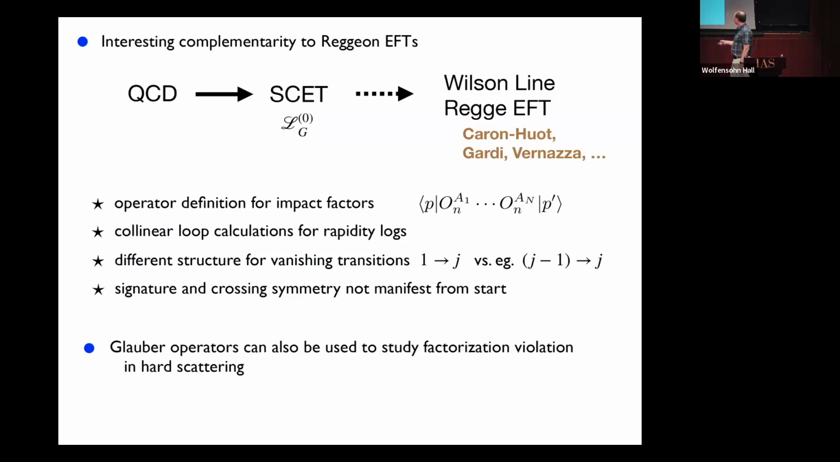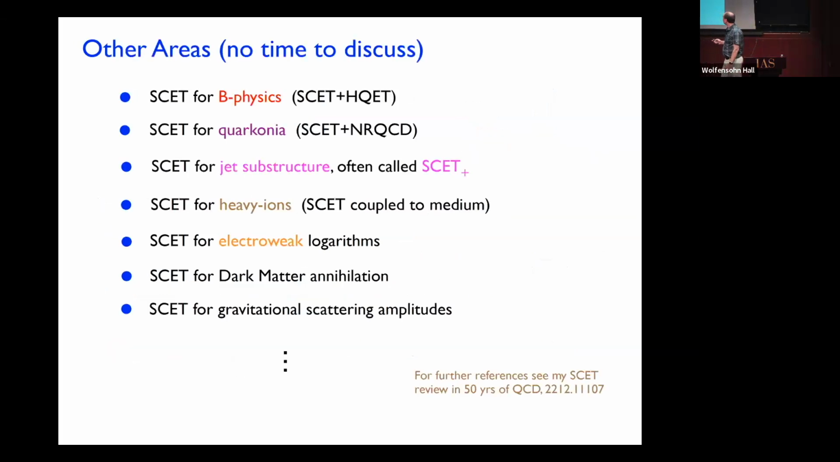Okay, and finally, I should mention that this is sort of all forward scattering, but I come back to this point that this type of technology and these type of diagrams could also then be input into hard scattering to understand factorization violating phenomena. Okay, so this is the end of my time.